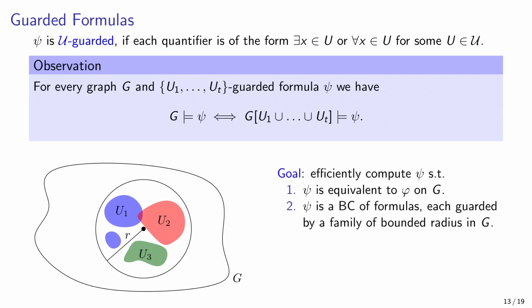So our goal will now become to efficiently compute the formula psi such that it is equivalent to phi on the graph G, and it should be a Boolean combination of formulas such that each component is guarded by a family of bounded radius in G. We will not be able to compute a single guarded formula, but a Boolean combination is good enough. If we achieve this, we can check the single components separately and then aggregate the result.